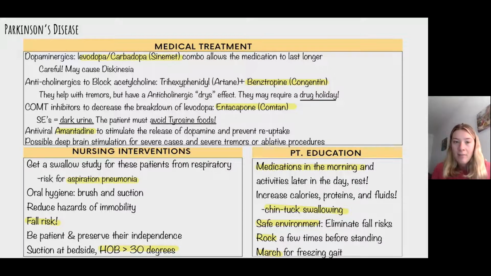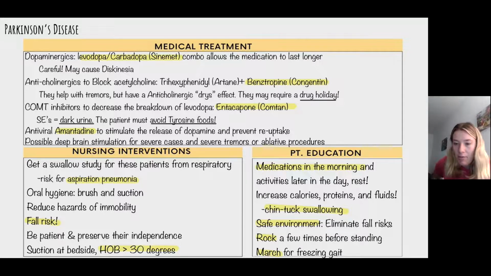We also have our COMT inhibitors to help stop our body from breaking down that levodopa. So for this one, I would remember your side effects is that it can have dark urine and the patient has to avoid tyramine foods. What are our tyramine foods? Anything that we find on that charcuterie board, those aged meats and cheeses, wine, etc. There's also an antiviral med that can be administered, amantadine. This really, again, is going to help with our dopamine levels.